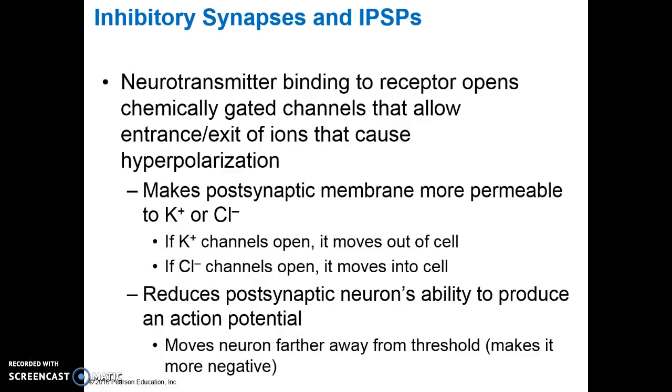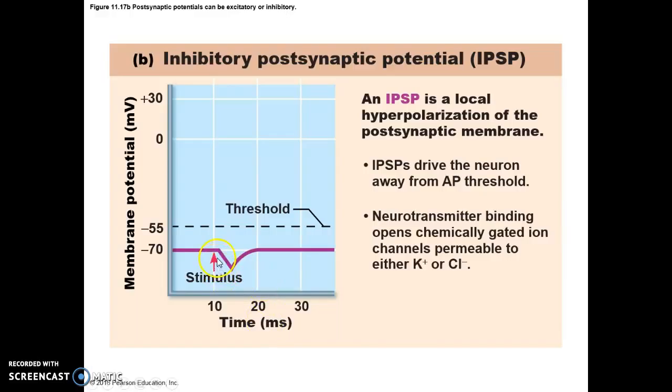Now, in the case of inhibitory, when the neurotransmitter binds, it makes the postsynaptic membrane more permeable to potassium alone or chloride ion. If potassium channels open, it moves out of the cell, resulting in more negative, in other words, hyperpolarization. If chloride ions open up, chloride ions move from extracellularly to intracellularly into the cell, which makes the cell again more negative, so hyperpolarization. So in this case, we don't see a positive deflection like we saw in the excitatory.